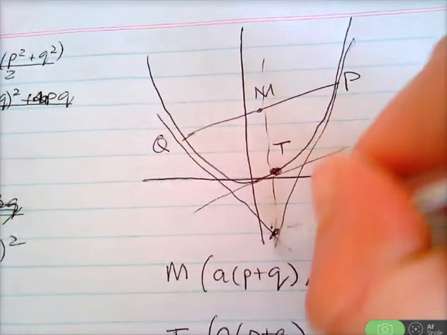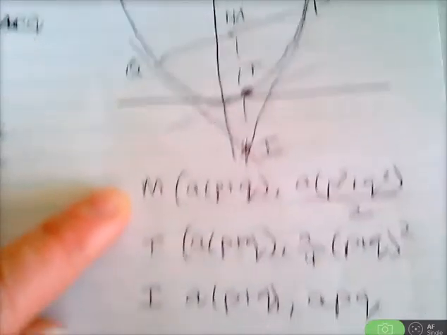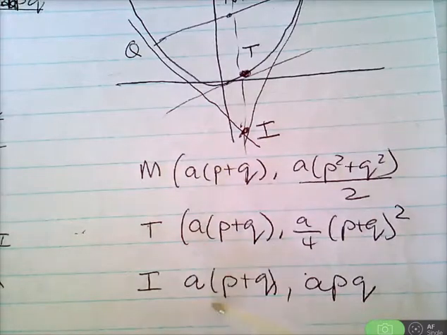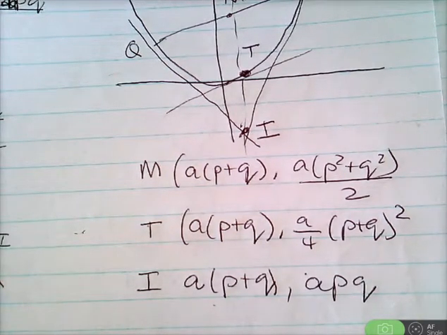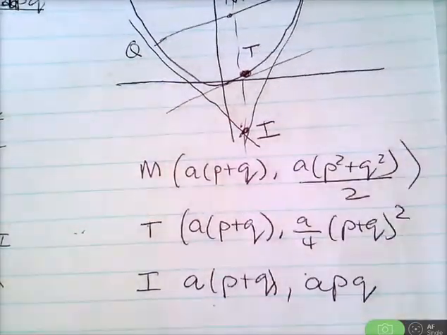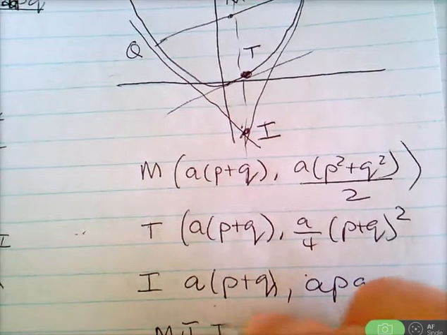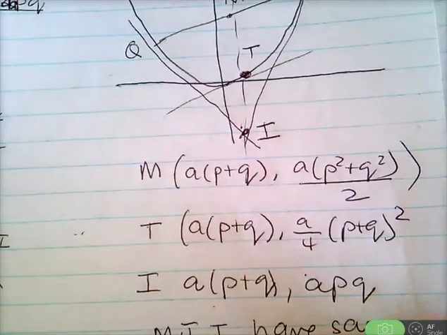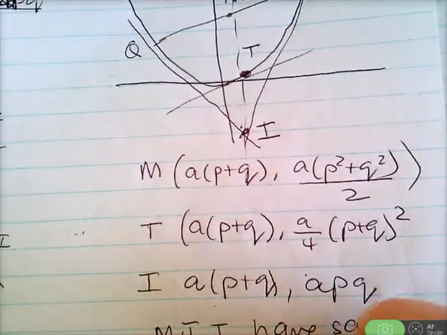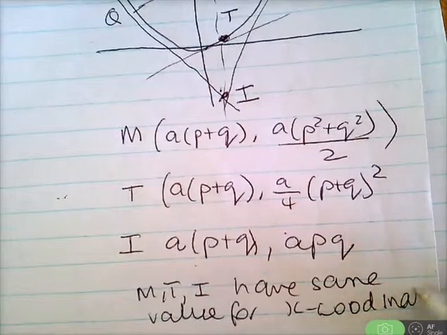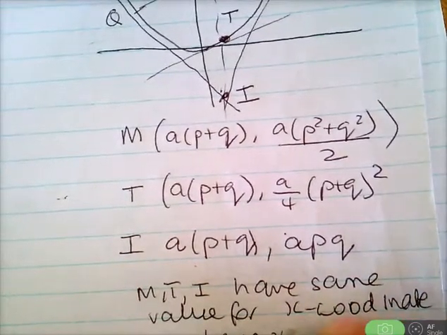So girls, M, T and I, what do you notice about them? They've all got the same x value. So you'll say M, T and I all have the same x coordinate, therefore they lie in a vertical line.